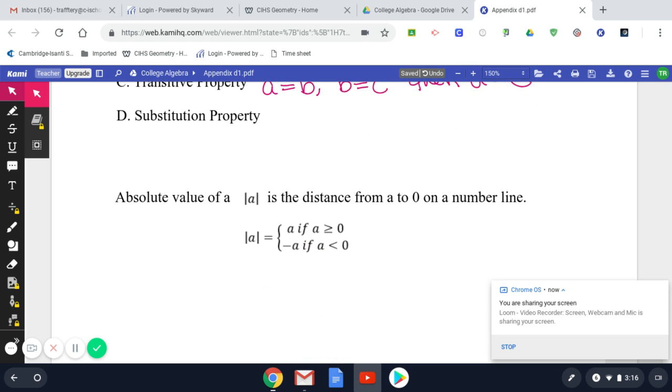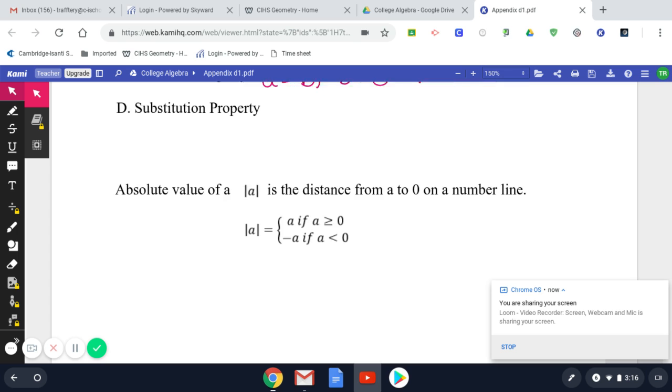The absolute value of a is the distance from a to 0 on a number line. So the absolute value of a is going to be a if a is greater than or equal to 0, and it's the opposite of a if a is less than 0.